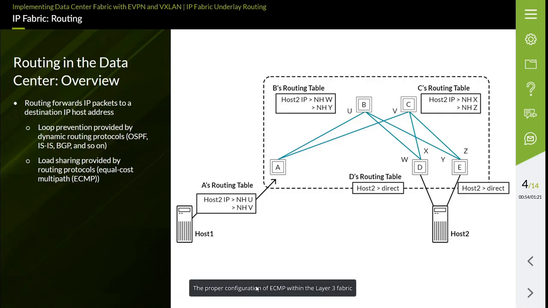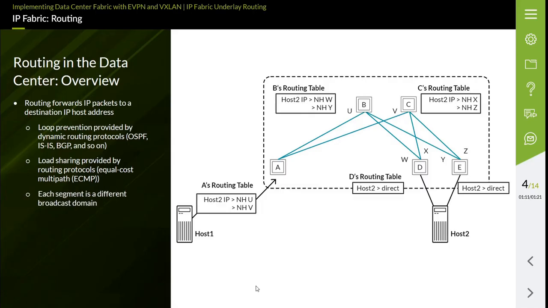The proper configuration of ECMP within the Layer 3 fabric supports the use of all links for forwarding, which provides a substantial advantage over STP loop prevention in a Layer 2 fabric. Because the Layer 3 fabric is a routed domain, the broadcast domains are limited in scope to each individual link. With a Layer 3 fabric, hosts attached to the edge or leaf nodes do not have direct Layer 2 connectivity, but instead communicate through Layer 3.